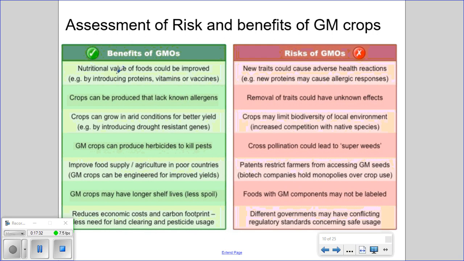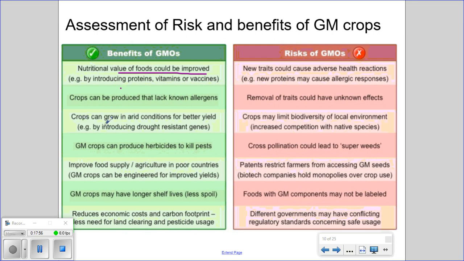In most cases, you can improve the nutritional value of food by allowing it to produce proteins or vitamins, or sneak in some vaccines. Crops can also be produced that lack known allergens, so you can remove genes that may cause allergies in people.